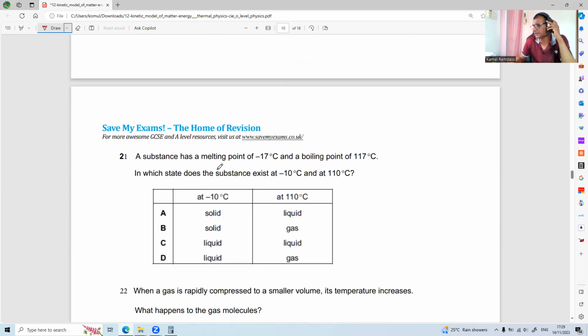A substance has a melting point of negative 17 degrees Celsius and a boiling point of 117 degrees Celsius. In which state does the substance exist at negative 10 degrees and at 110 degrees?